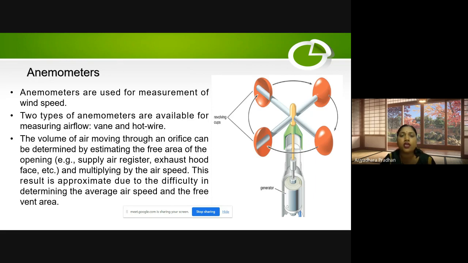The volume of air moving through an orifice can be determined by estimating the free area of the opening and multiplying by the air speed. This result is approximate due to difficulty in determining the average air speed and the free vent area.